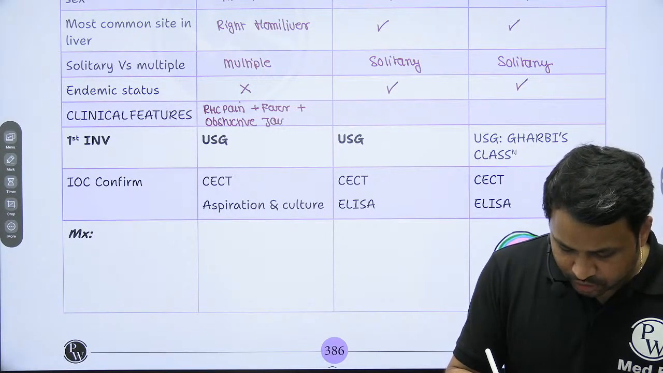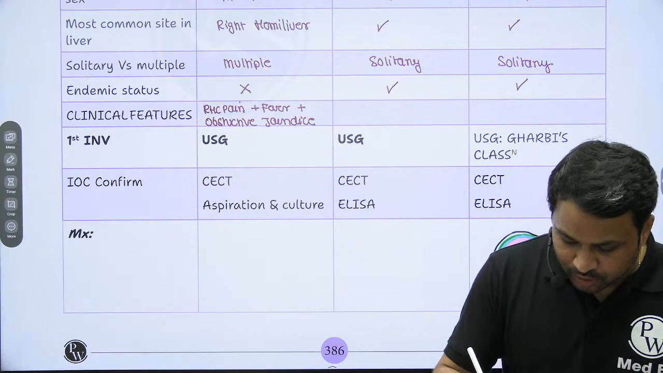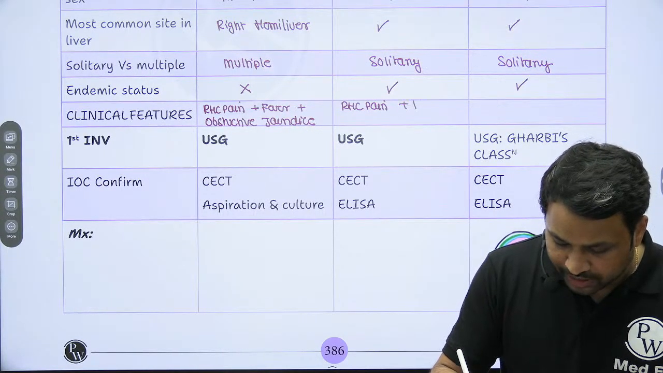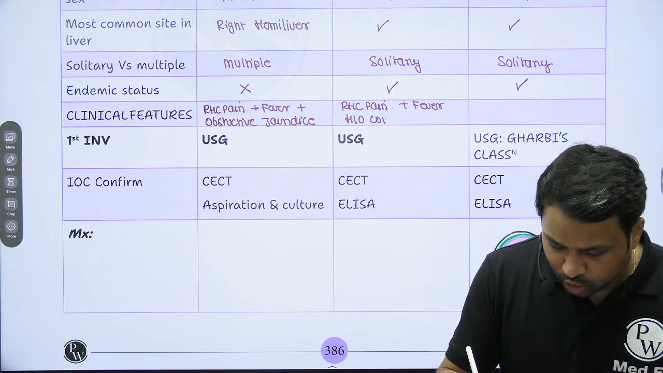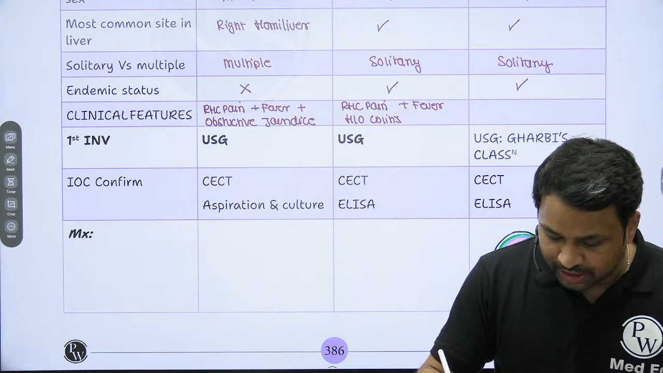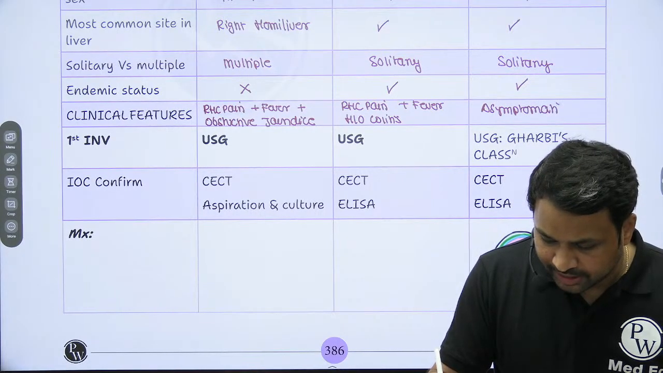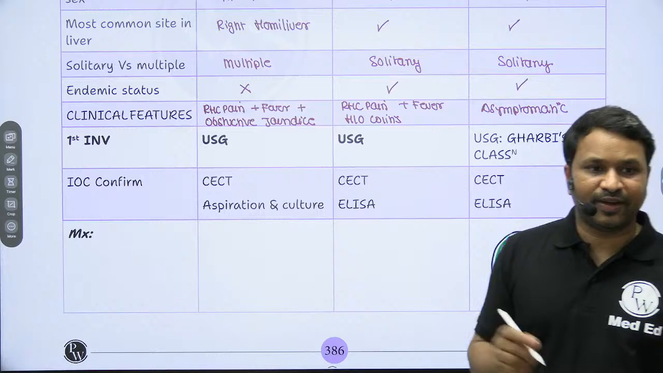Amoebic liver abscess, on the other hand, will have right hypochondriac pain, associated with fever. There is no jaundice, but there will be a history of colitis. Hydatid cyst is usually asymptomatic, so it's an incidental finding that you're going to see.